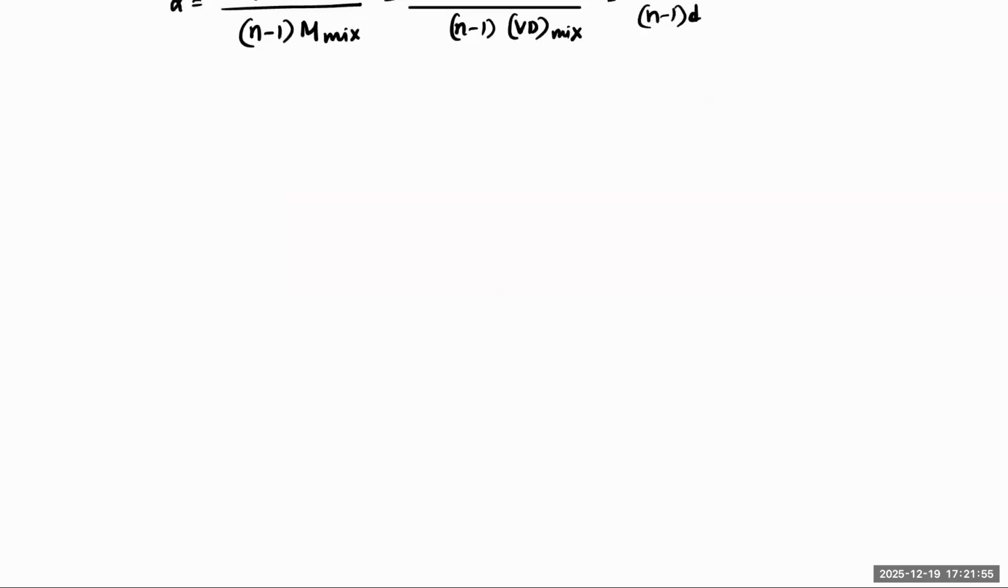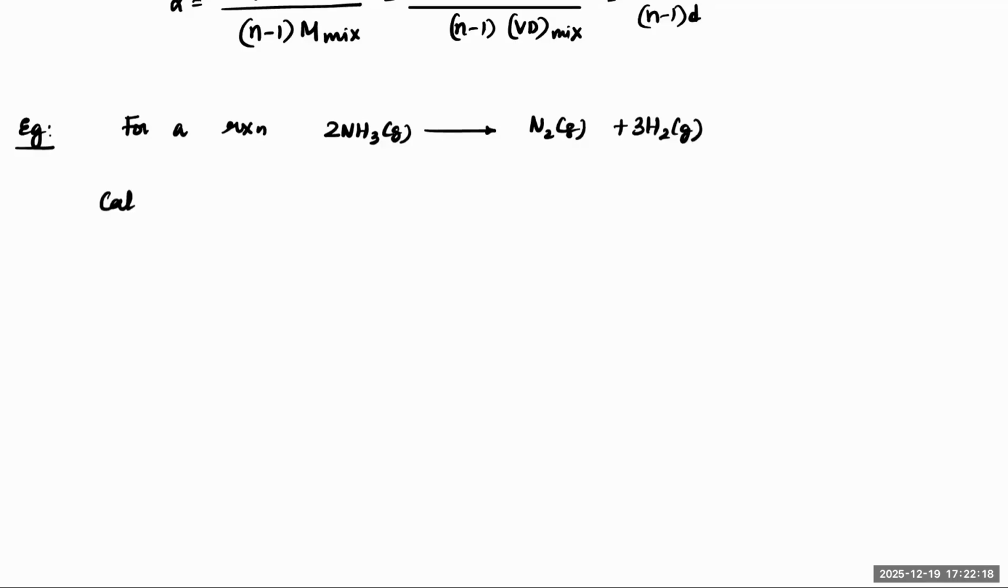Now notice this example. Okay. For a reaction, 2 moles of ammonia gas is giving N2 gas plus 3 H2 gas. Calculate alpha if the molar mass of the mixture is given as 13.6 gram per mole. So pretty easy in that case.